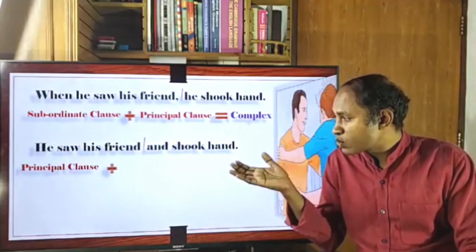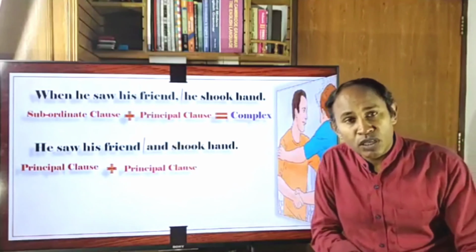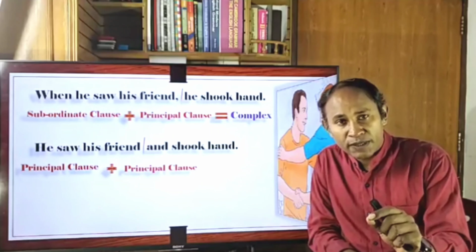Can you see? Can you say what is that clause? Yes, that is also a principal clause. Now the question, why? How? Yes, look at this conjunction. This conjunction is called coordinating conjunction.